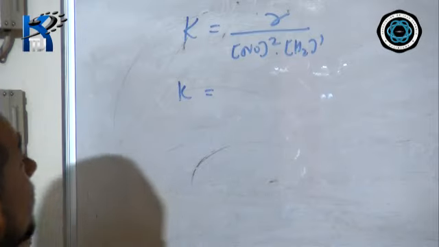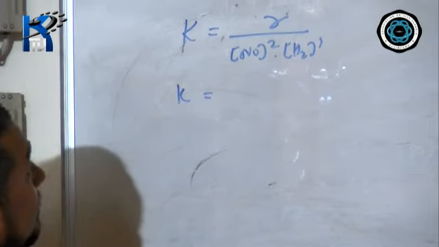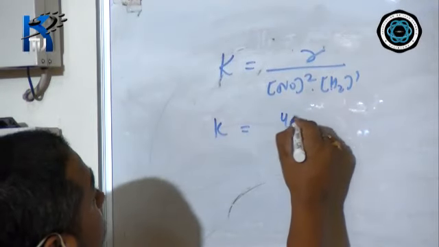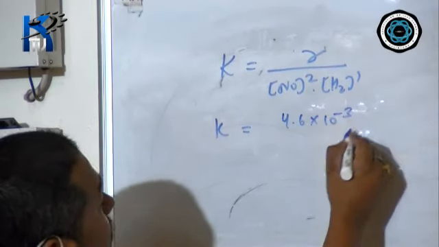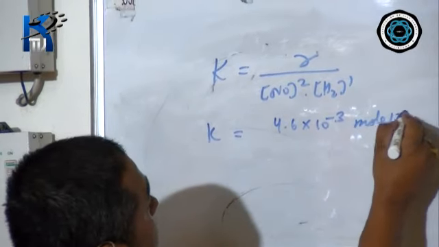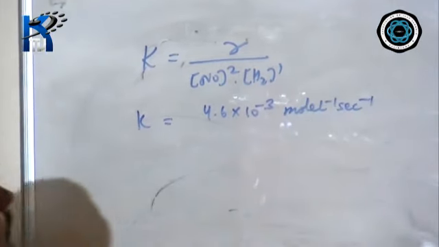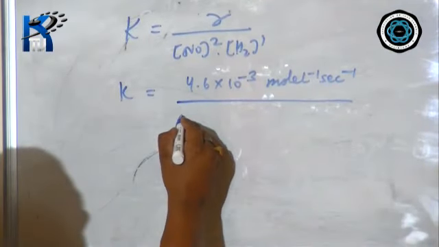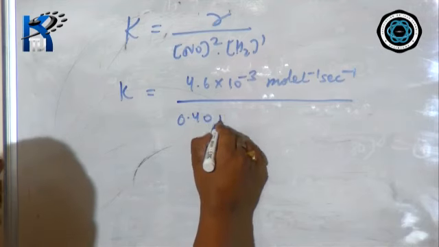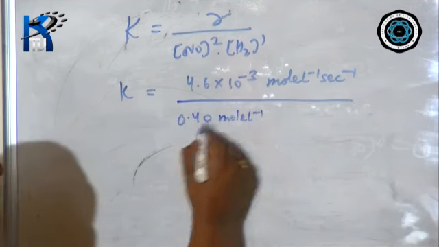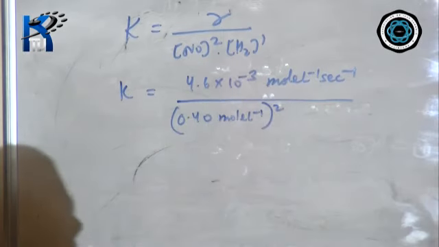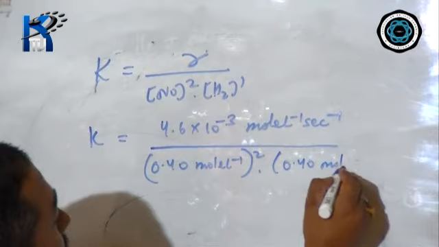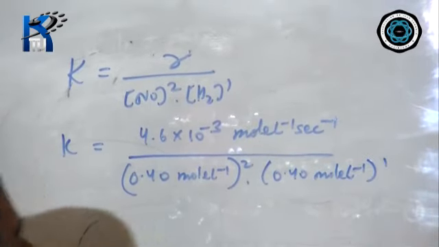So I'm going to put the values of experiment 1 along with the unit this time, because rate constant has a unit. So what is the rate for experiment 1? 4.6 into 10 to the power minus 3. And the unit of this, as given in the question, is mole liter inverse second inverse. Similarly, the value of NO for experiment 1 is 0.40 mole liter inverse, the whole square, because there is power 2. And for hydrogen it's again 0.40 mole liter inverse power 1.